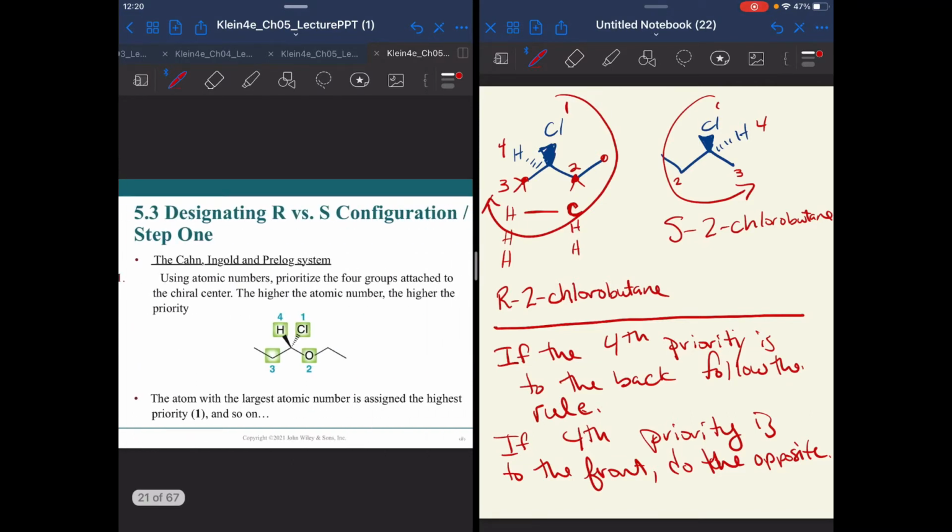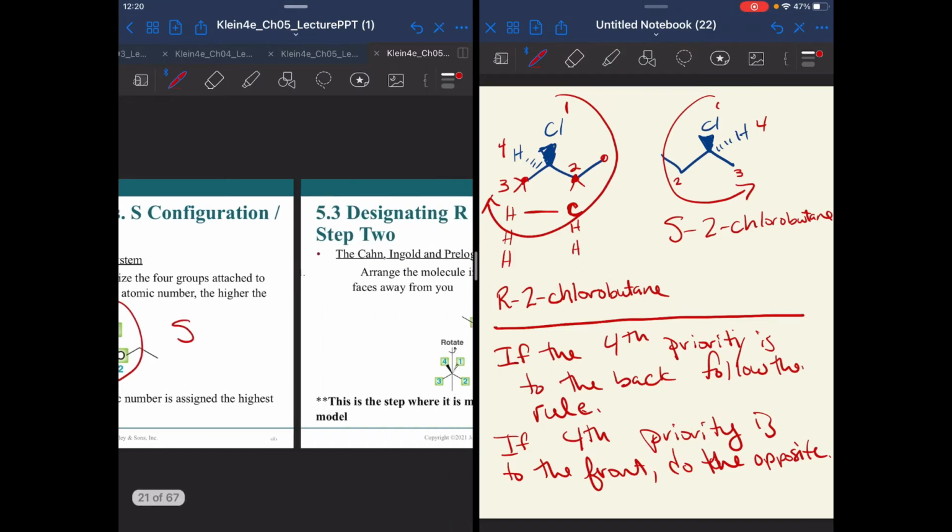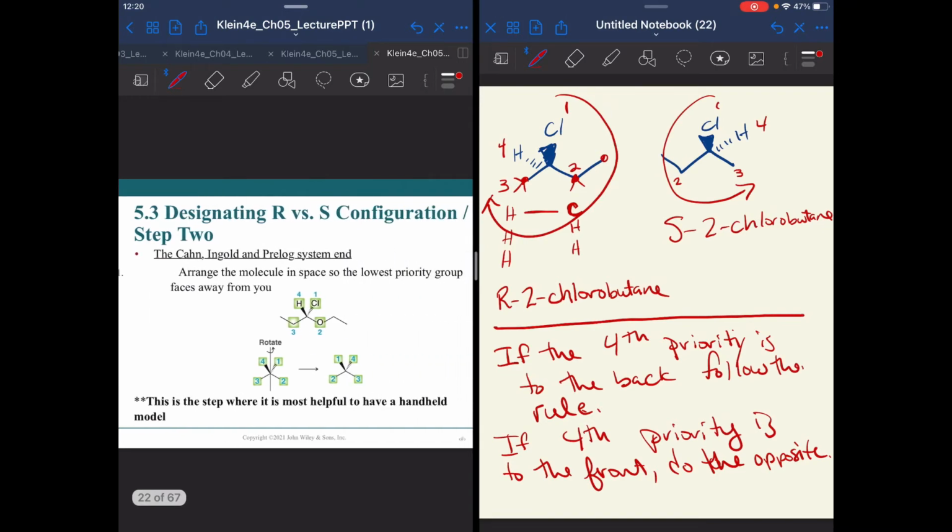Let's check out some other issues we can come across. Oh, here's just another example of where the fourth priority is to the front. So chlorine, oxygen, carbon, 1, 2, 3. Right? It is going clockwise, so that would be R, but the fourth priority is coming towards us, so this one would be S. And that is addressed here. They're showing you how you can rotate it, or you can just know 4 to the back, follow the rule, 4 to the front, do the opposite.